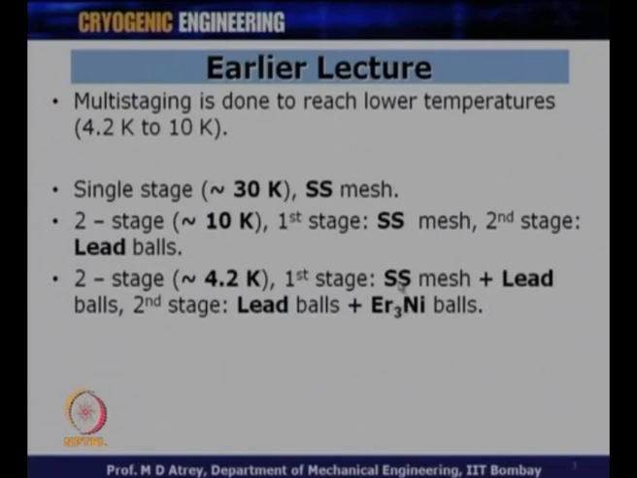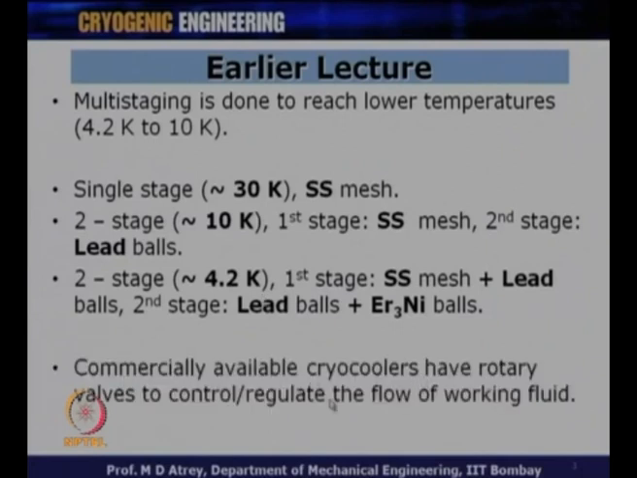Now, this is a very broad regenerator configuration, SS mesh plus lead ball. The first stage may have 100% SS mesh, and the second stage may have lead balls plus erbium-3 nickel. But this is what we generally would write as the regenerator material for a 4.2 Kelvin cryocooler. Commercially available cryocoolers normally have a rotary valve to regulate the flow of the working fluid. The working fluid normally will be helium gas. This is what we saw in detail during the last lecture.